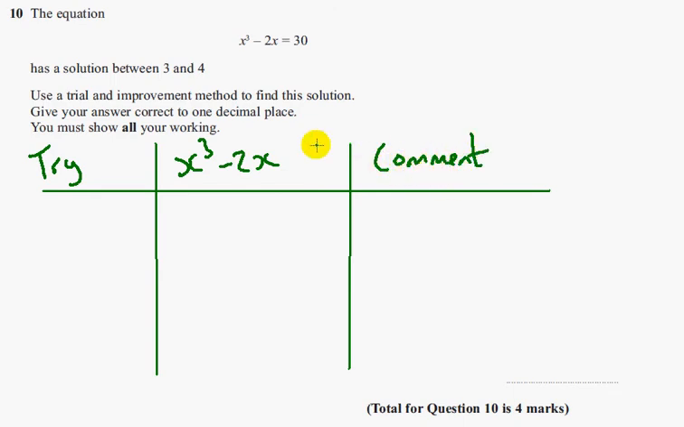So the first thing I'm going to try then is, the value of x to get it to equal 30 is between 3 and 4. So I'm going to try 3.5. So 3.5 cubed minus 2 lots of 3.5 gives us 35.875. Now that is too big. When the value of x is 3.5, we get 35.875, which is too big. So we need to go a little bit smaller.